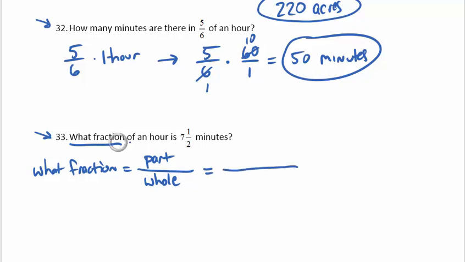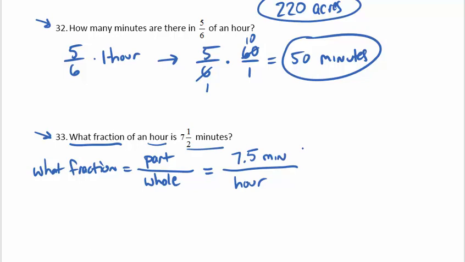So let's take this part over the whole and apply it now to this problem that we're working on here. What fraction of an hour is 7.5 minutes? Well, here are the two things we're looking at. We're looking at an hour and we're looking at 7.5 minutes. Which is the part? Which is the whole? Well, if you said the hour is the whole thing and the part is 7.5 minutes, I think that'll be a little bit easier to think about.